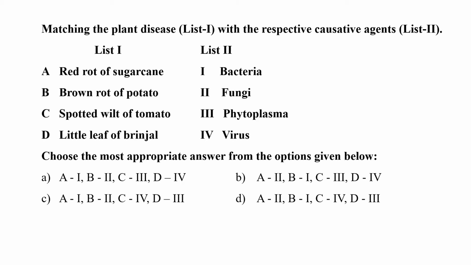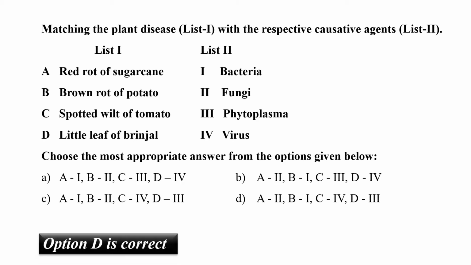Tospovirus. And finally, the little leaf of brinjal, also known as the abnormal development of floral parts into leafy structure, is generally caused by phytoplasma disease of vegetable crop. So the correct answer is A is matched with fungi, B is matched with bacteria, C is matched with a virus, and D is matched with phytoplasma. And the correct option would be option number D.